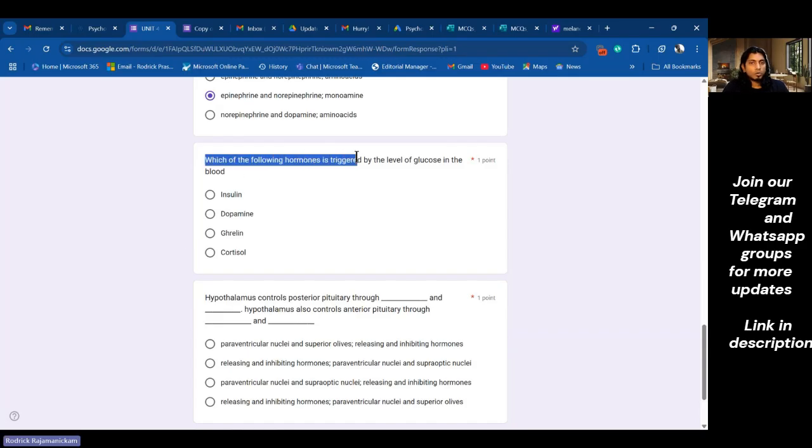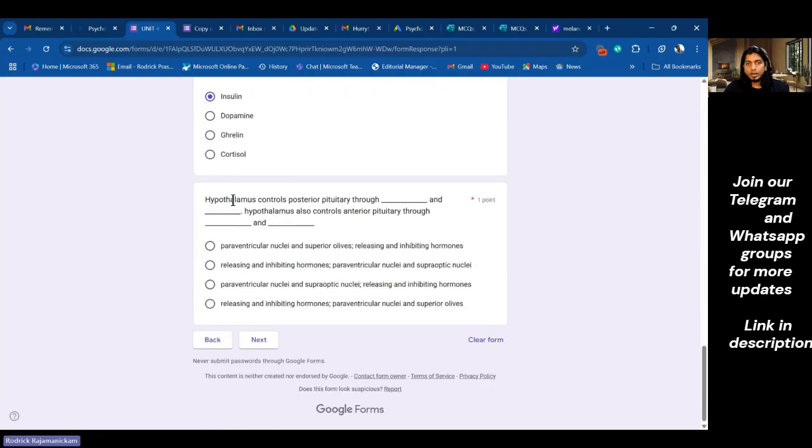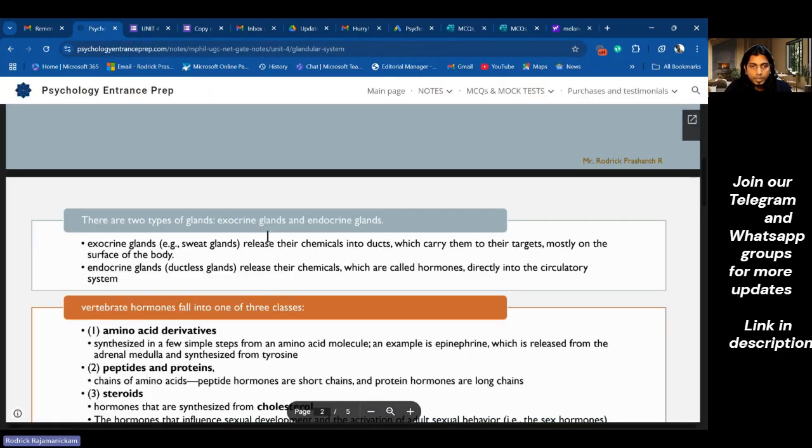Which of the following hormones is triggered by the level of glucose? That will be insulin. The hypothalamus controls the posterior pituitary through dash and dash. The hypothalamus also controls the anterior pituitary through dash and dash. So it has releasing and inhibiting hormones. That is where I had the confusion, which gives inhibitory and releasing hormones.